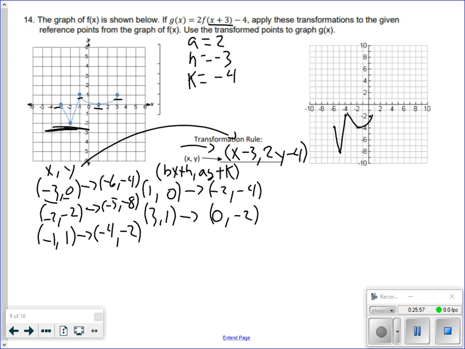So this problem, list out your A, B, H, and K, make your transformation rule, list out your reference points, and then plug it into your transformation rule to get your transform points. All right. So basically, we're just trying to transform this graph.